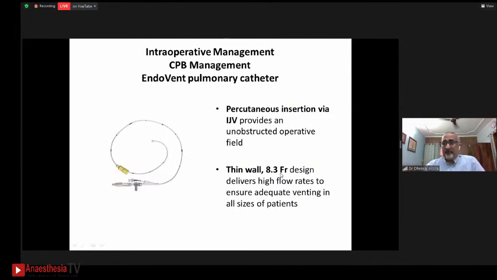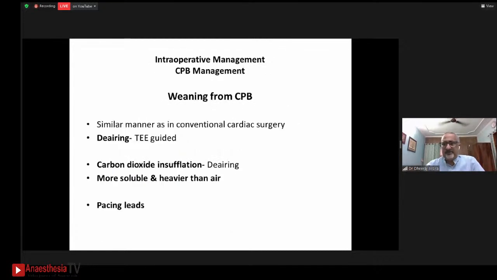Another important catheter is the endovent, which is used as a PA vent, which is percutaneously placed through the internal jugular vein. This is also not routinely used in our institute. It is a thin-walled 8.3 French catheter. It is designed for high flow rates to ensure adequate venting of the patients. So this is also not routinely used. Just from the theory point of view, it can be used in minimal access surgery.